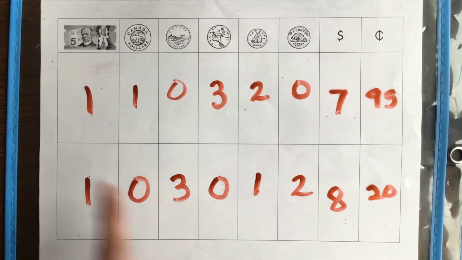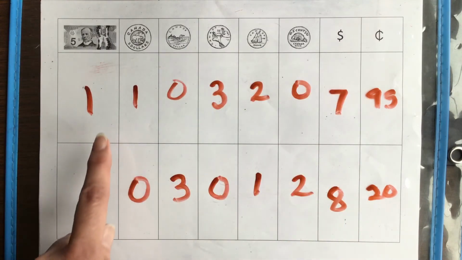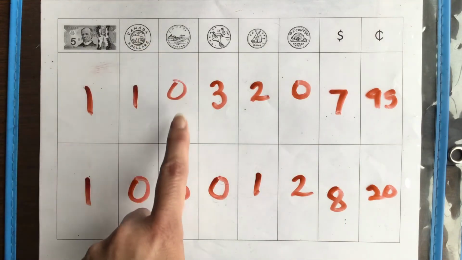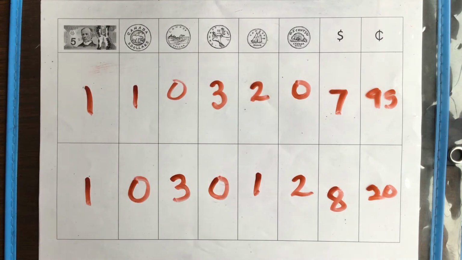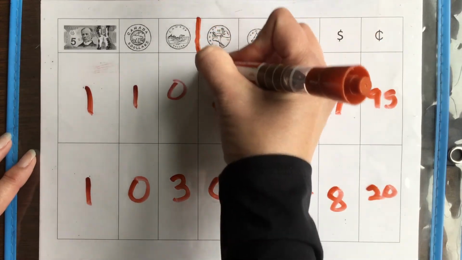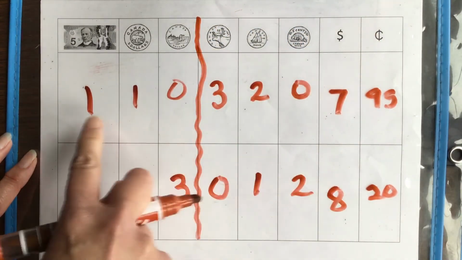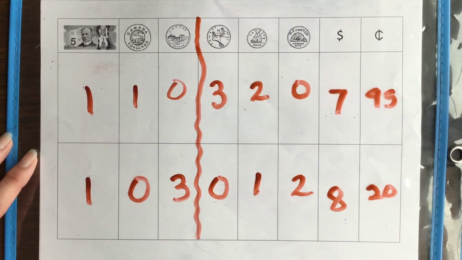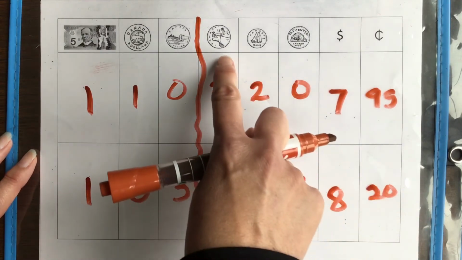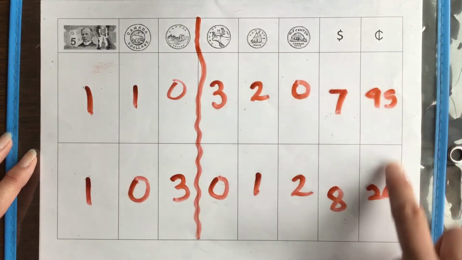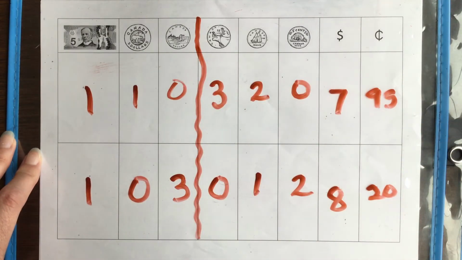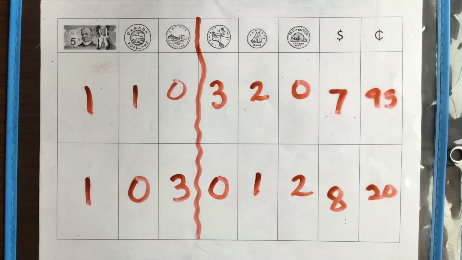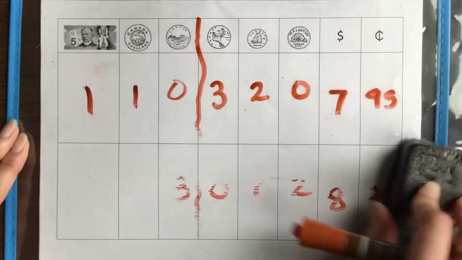So your job for this activity is to look at how many of each coin or bill or dollar you have. Count up your dollars first, so that's kind of along here. This is your dollar section. Write that total under the dollars column. Anything on this side with the quarters, dimes, and nickels will go in your cent section. Okay, so that's how you do question number 8 on page 141.